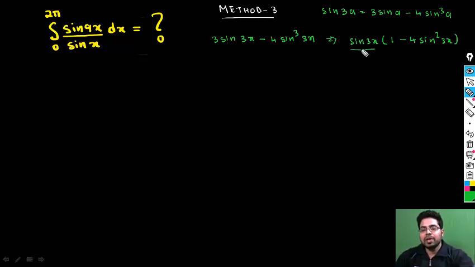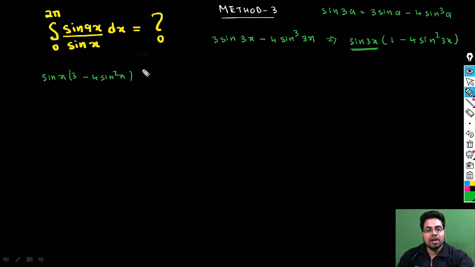Now this sine 3x can be written as 3 sine x minus 4 sine cube x. So if I am taking sine x common, this becomes 3 minus 4 sine square x. Here I have written sine 3x as 3 sine x minus 4 sine cube x, so I have taken sine x common, and here I am getting 3 minus 4 sine square x.